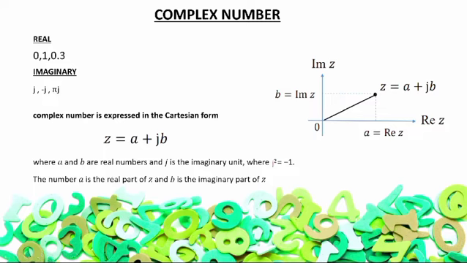So what if I combine imaginary numbers and real numbers? This is when a complex number is formed, where a and b are real numbers and j is the imaginary unit, where j squared equals negative 1. The number a is the real part of z and b is the imaginary part of z. Complex numbers also can be represented geometrically similar to a point in the Cartesian coordinate system, with real numbers on the horizontal axis and imaginary numbers on the vertical axis.